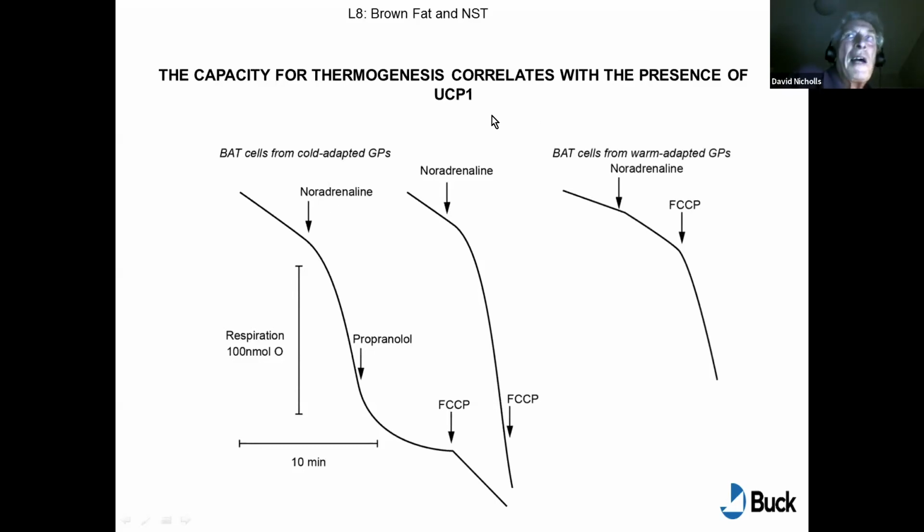If you use the warm adapted guinea pig, which has very much less GDP binding, very much less GDP sensitive proton conductance for the mitochondria, the cells show a very much diminished respiratory response to noradrenaline. So in other words, warm adapted guinea pigs, even though they show lipolysis from the noradrenaline, that noradrenaline does not activate the proton conductance pathway. With the cold adapted mitochondria or cells, you get a full activation of the protonophoric pathway.